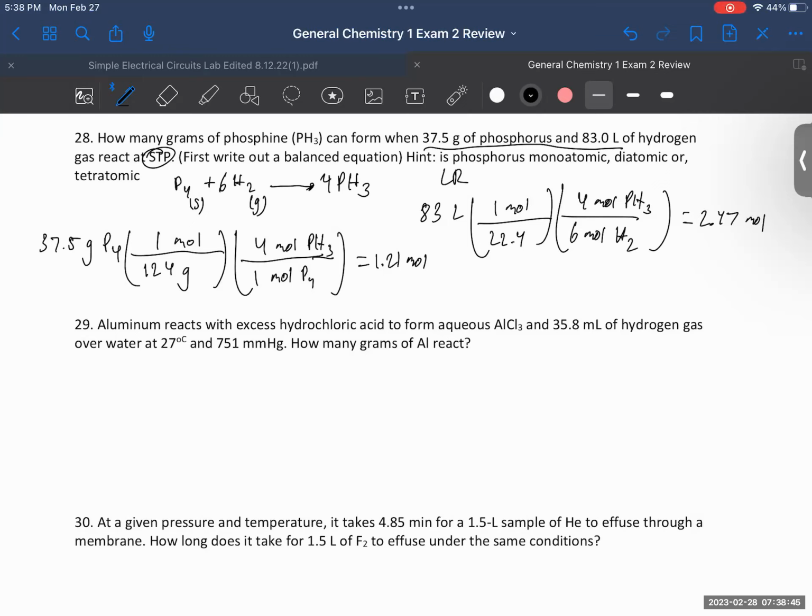All right, which one is the limiting reactant? Phosphorus or hydrogen? Why? Because there's fewer moles. So phosphorus is our limiting reactant. So from there, we have 1.21 moles of PH3. Now all we have to do is convert this to grams. So 1 mole is 34 grams. So if we solve that out, 1.21 times 34.